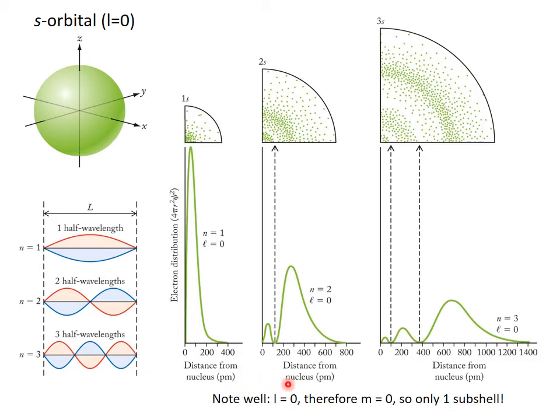Also note, L equals 0, therefore m equals 0, so the s orbital has only one subshell. These nodes do not denote new subshells. They're still part of that same 2s or 3s subshell.